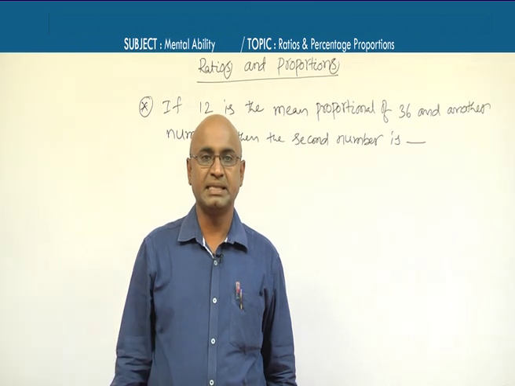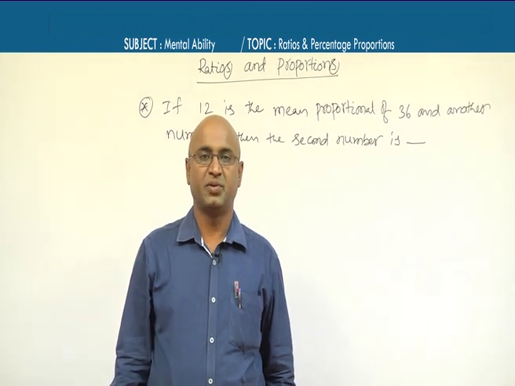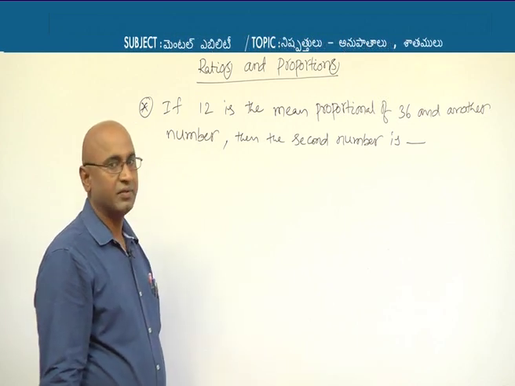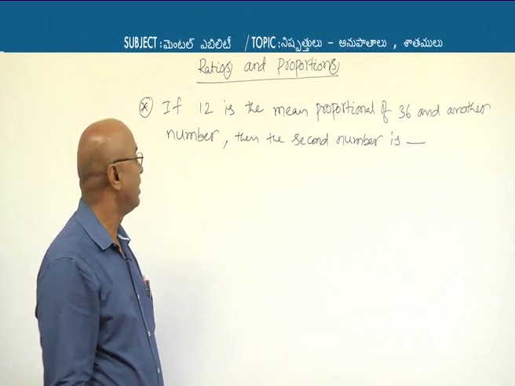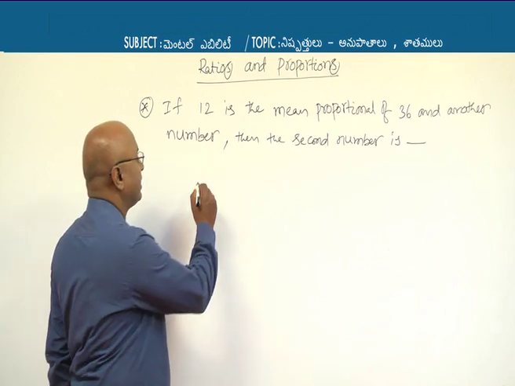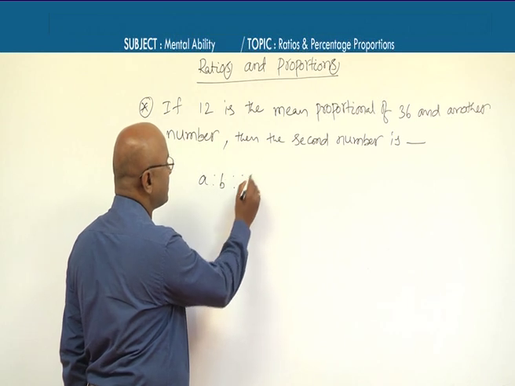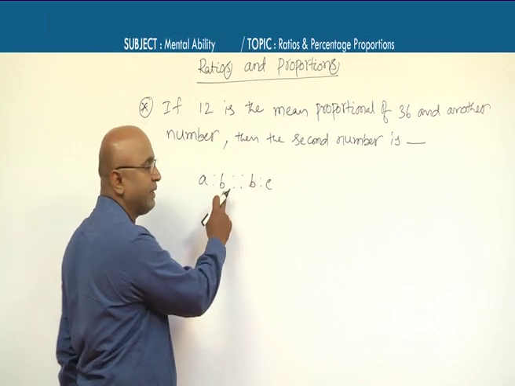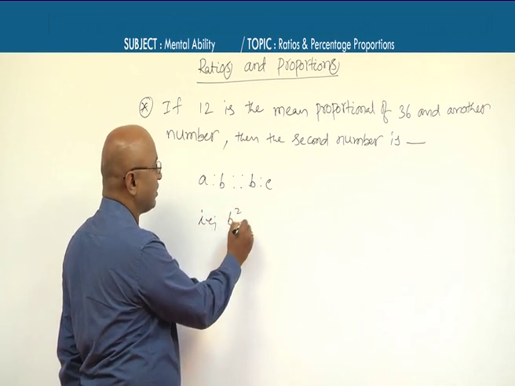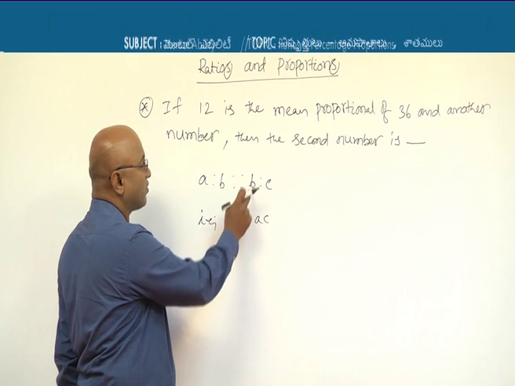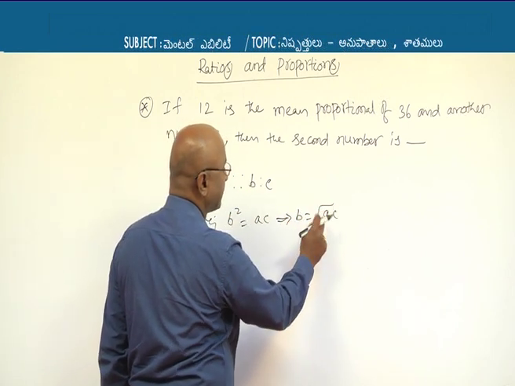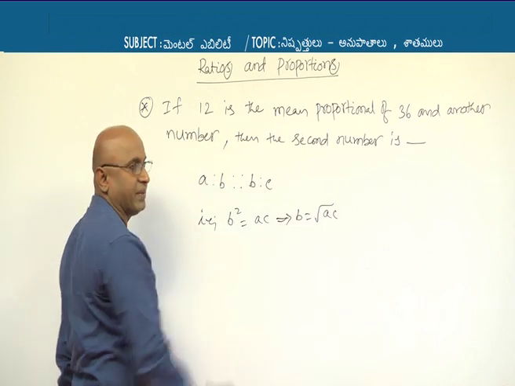The next problem is also based on the mean proportional. The problem is like this. If 12 is the mean proportional of 36 and another number, then what is the other number? We know that if A is to B as B is to C, then B is called the mean proportional. That is, the product of means is equal to the product of extremes. B square is equal to AC, which implies B equals root AC. This is the mean proportional B.